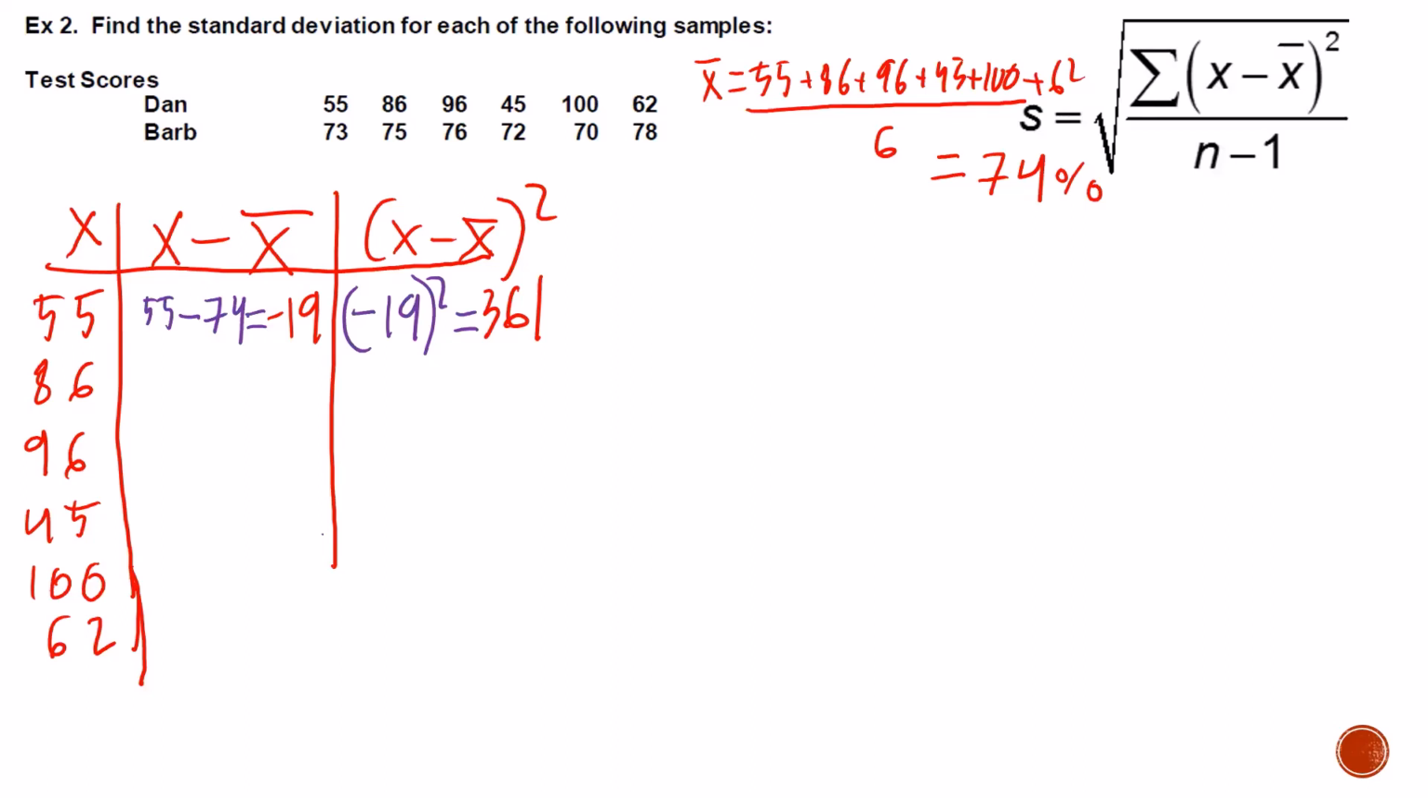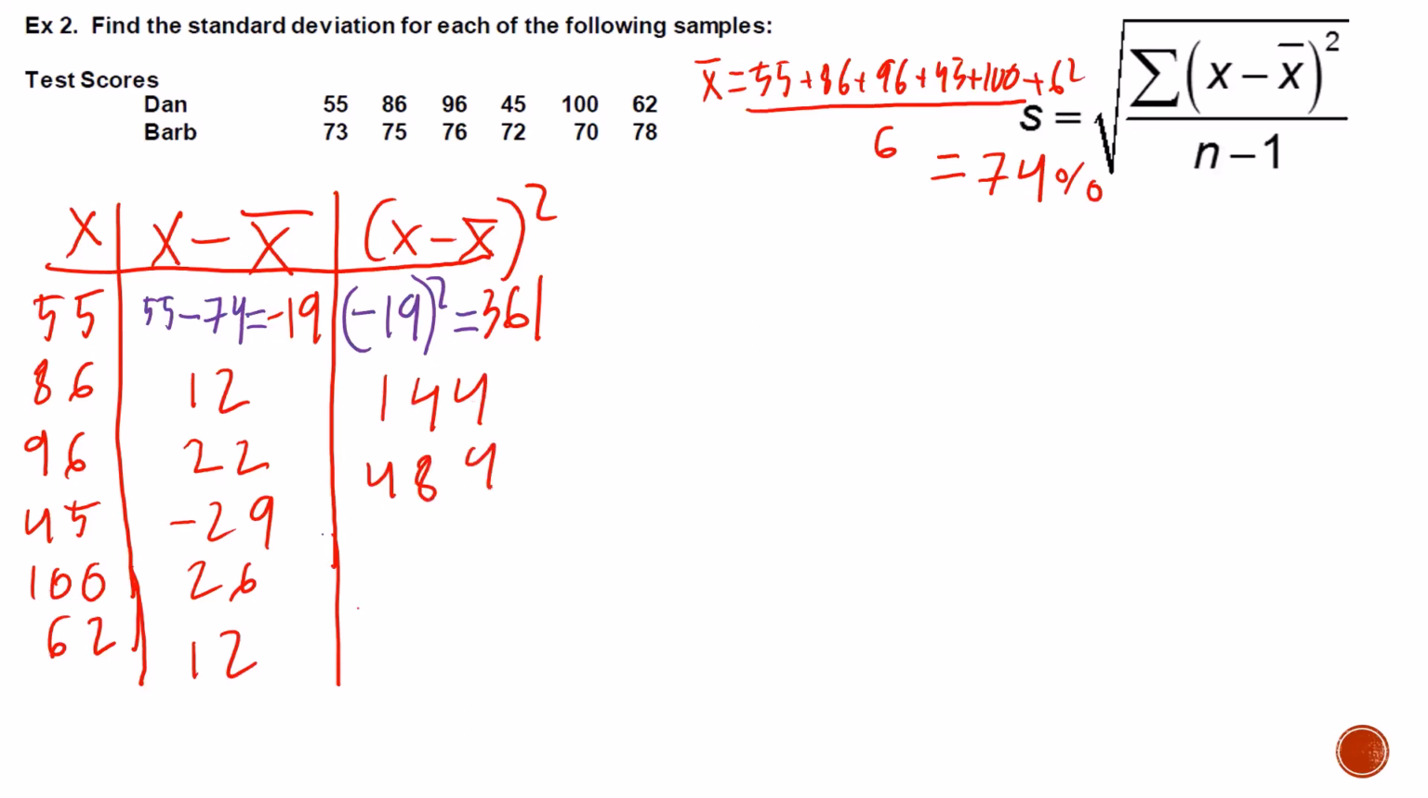So let's go through these. So what did we get here? This first value is, so this difference was, what else we have? We got 12, 22, and then, all right, and we get 26 and 12. Okay. So then all you have to do is square this, so you get 144, right? These will always be positive. Yeah, that is negative 12.